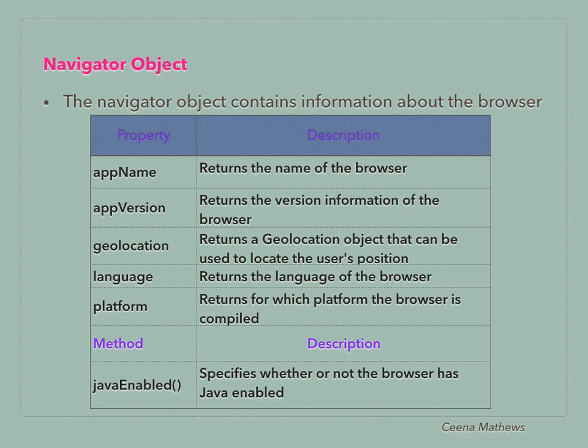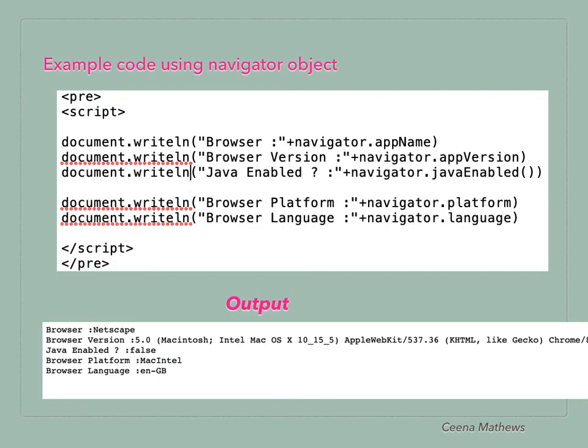And there are only two methods. One is deprecated, and the only currently available method is javaEnabled. It specifies whether or not the browser has Java enabled. We'll see examples using navigator object.